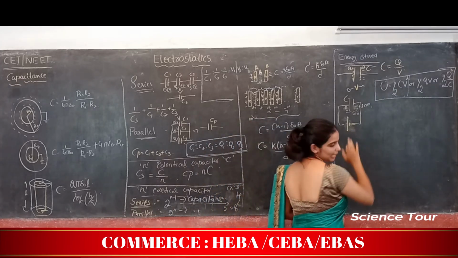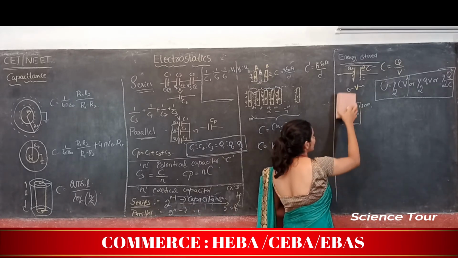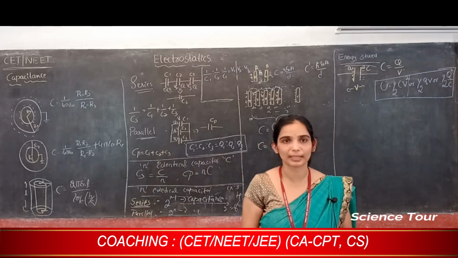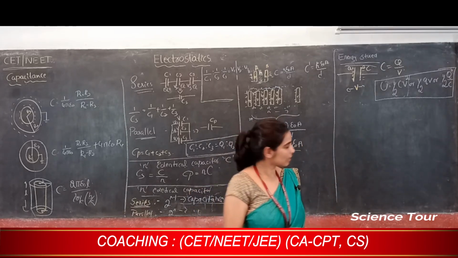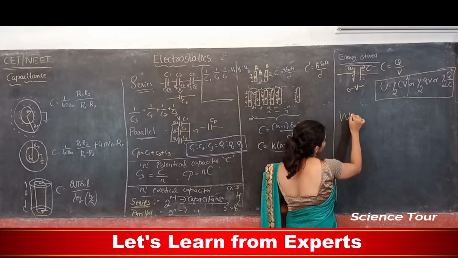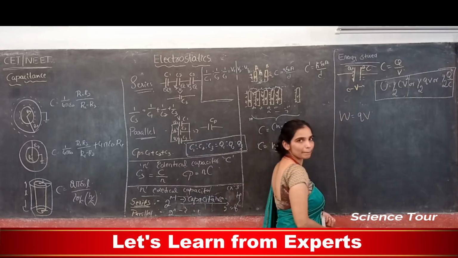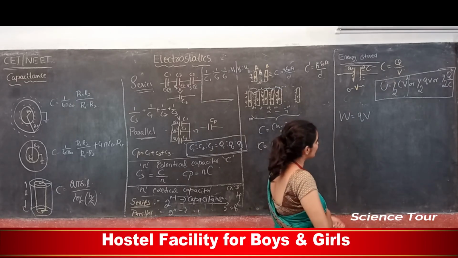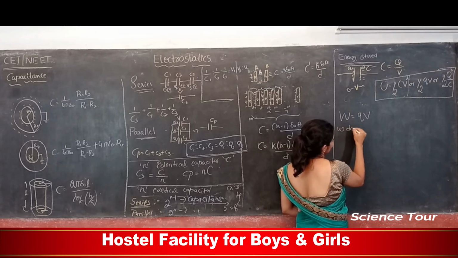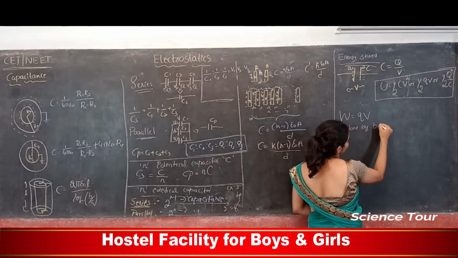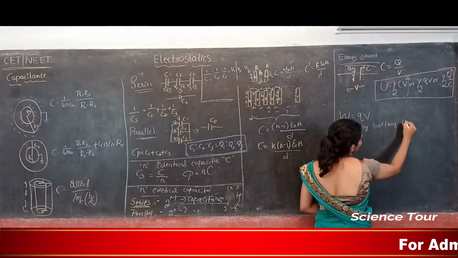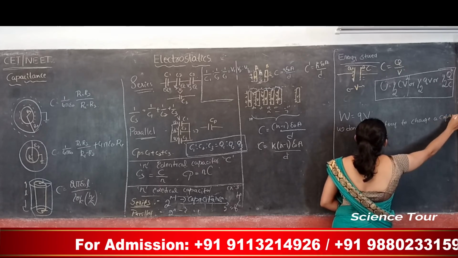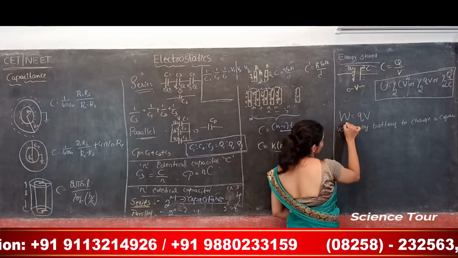So to carry the electron from one plate to another plate, what do you have to do? You have to do so much work on that plate. That work done is equal to how much? You know that work done is equal to Q times V. Right? Work done by the battery to charge a capacitor. How much? Work done is equal to Q into V.